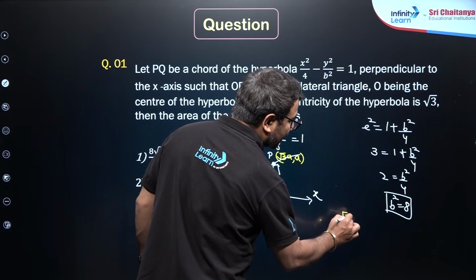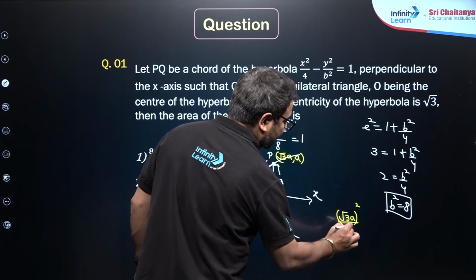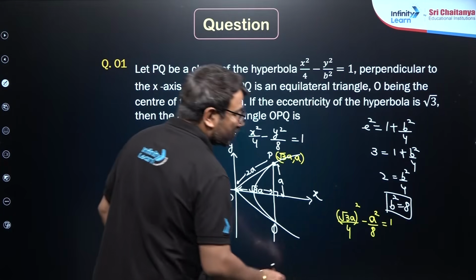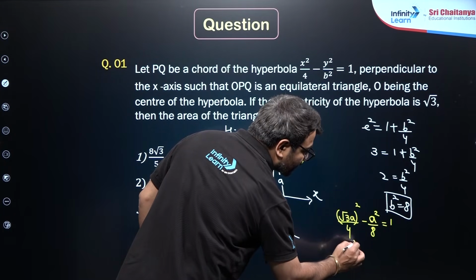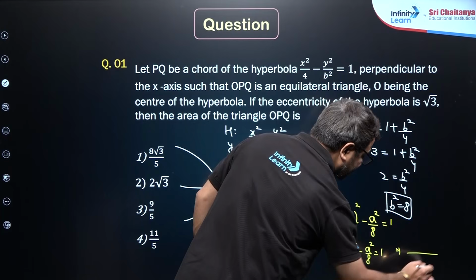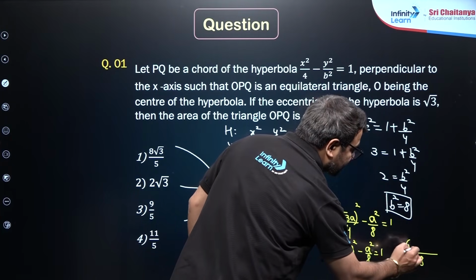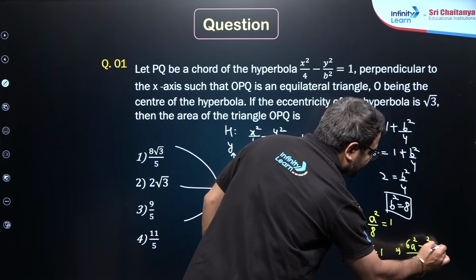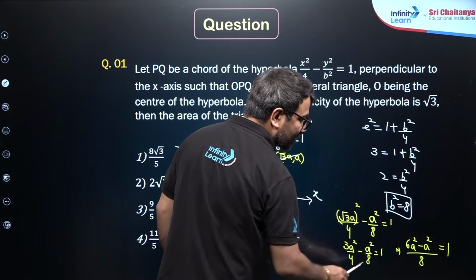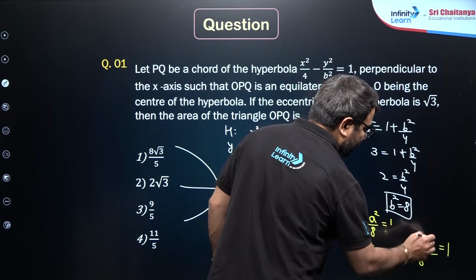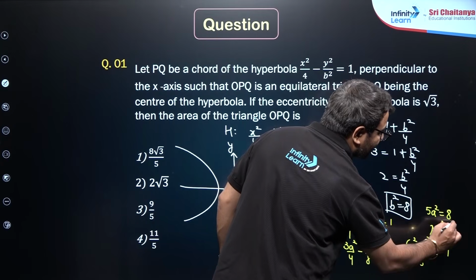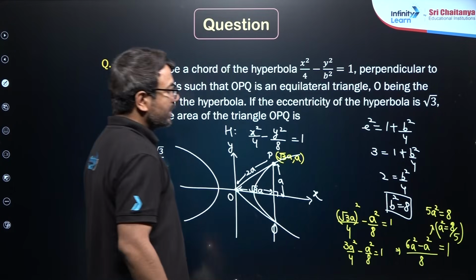So I will substitute in the equation x square over a square minus y square over b square equals 1. You will see that we are getting 3a square by 4 minus a square by 8 equal to 1. If I take the LCM as 8, you divide by 4, so you'll have 6a square minus a square equals 8. So here you will have 5a square equals 8, so a square value will become 8 by 5. I hope you are able to understand this.